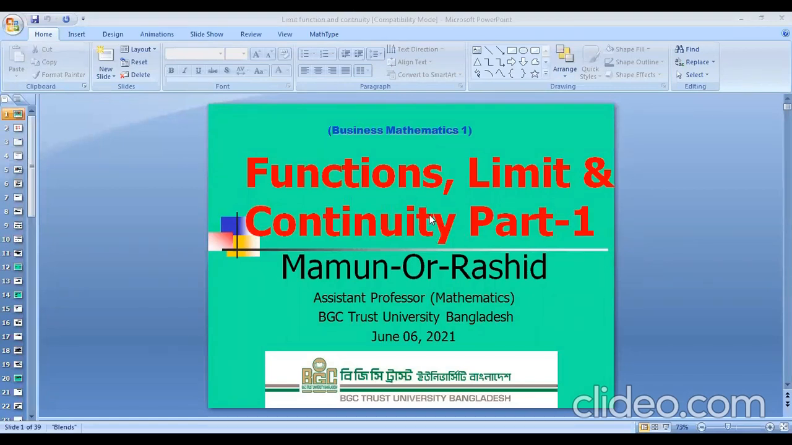Today we'll start with a new chapter: functions, limit and continuity. This is actually the first part, which means we will discuss only functions here. What is a function? What are the types of functions? We will review this, connecting to our previous lecture. So what are functions actually, and what are the types of functions? It is very important for us.